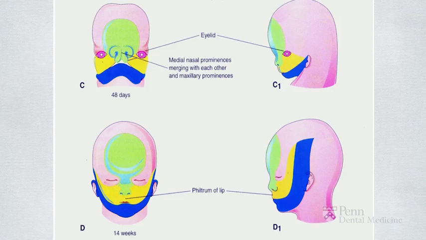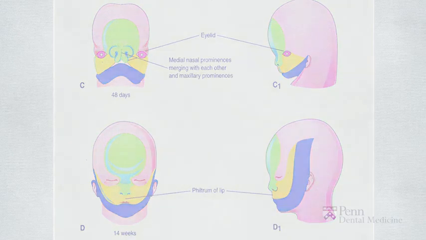And on the lower portion of the image, we can see that the yellow, or upper jaw, is fully fused with itself in the midline. The green, forming the nose, has come down and fused with the yellow for the upper jaw.